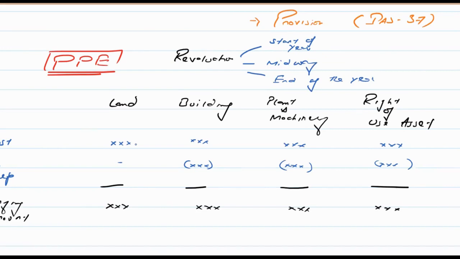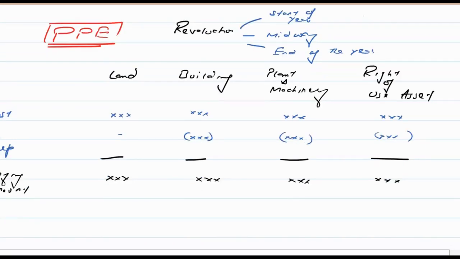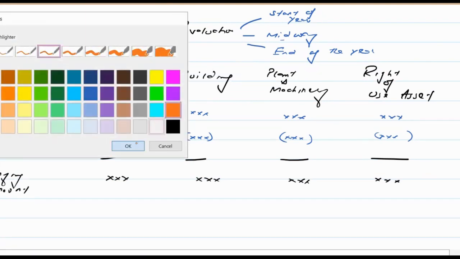Now, if they're doing the revaluation at the start of the year, then you directly compare this carrying amount with the fair values, and the difference would be the gain or loss on revaluation. If they are doing the revaluation midway, then you need to charge the depreciation up to the revaluation date, and then calculate the carrying amount on the revaluation date. And if it is the end of the year, then you need to deduct the charge for the year. Make sure that these are three different practices the examiner follows within an exam question.